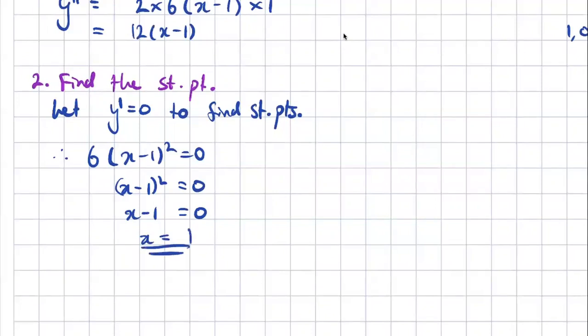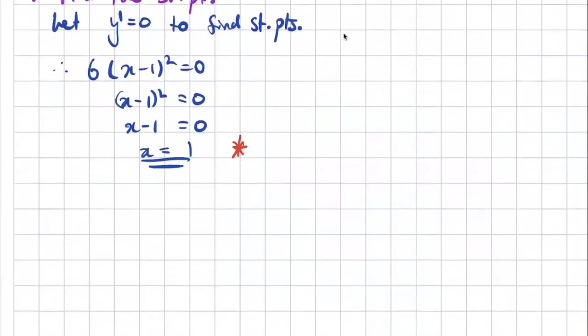I'm not going to find the coordinate of this. I just want you to lock into your mind the value of x equals 1 being where the first derivative equals 0. All right, so continuing on with my next step.